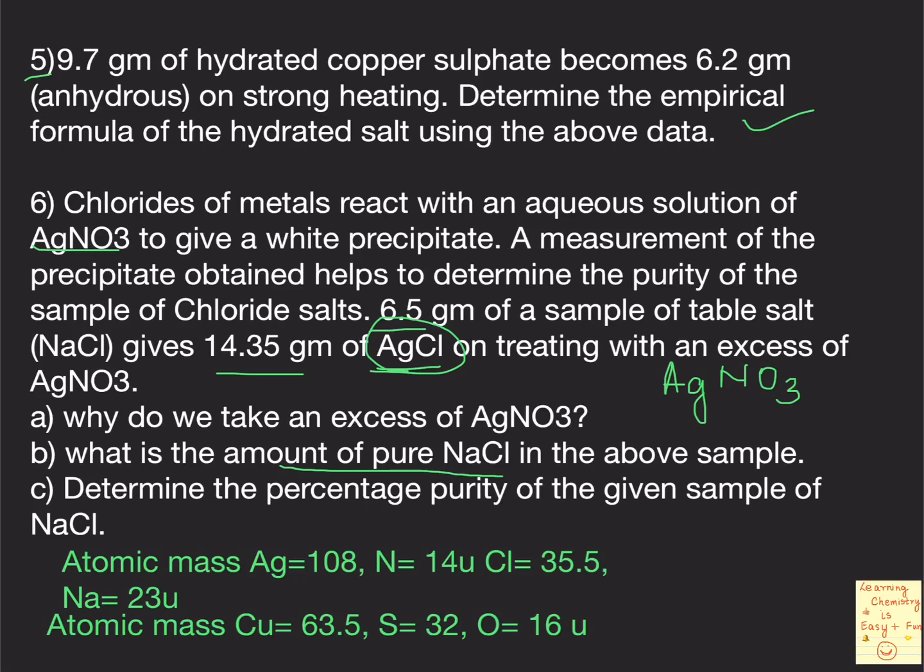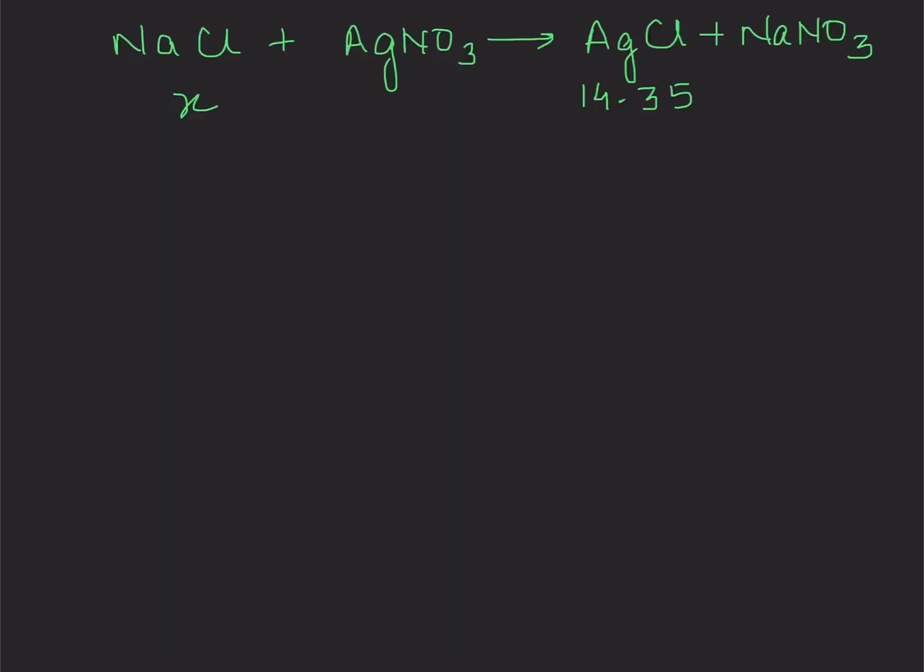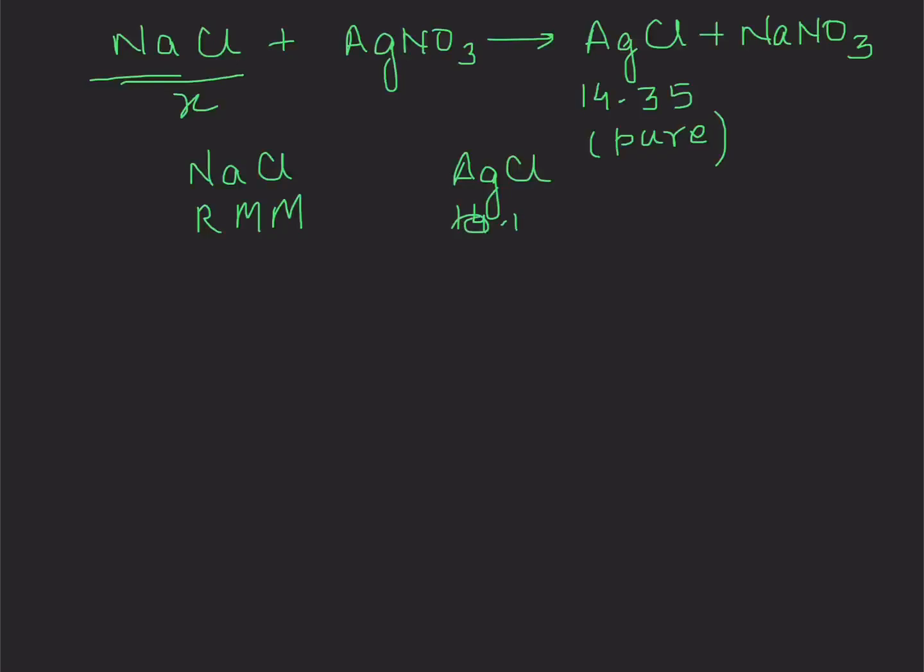So, let's write down an equation for this. Now see over here, we've got NaCl plus AgNO3 gives you AgCl plus NaNO3. Now we know that this 14.35 grams is the pure AgCl. So how much NaCl had we originally taken? So we do reverse, we compare NaCl and AgCl. See, the unitary method can be applied either way. So you will put the RMM of NaCl, because this equation is already balanced, is giving you how much AgCl, the RMM of AgCl, correct? And then we'll have how much NaCl is going to give you 14.35 grams of AgCl.